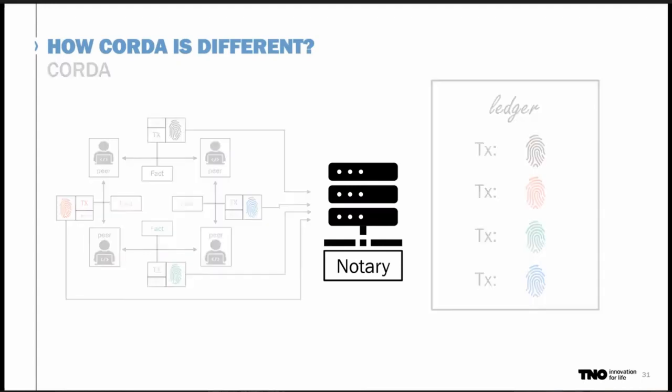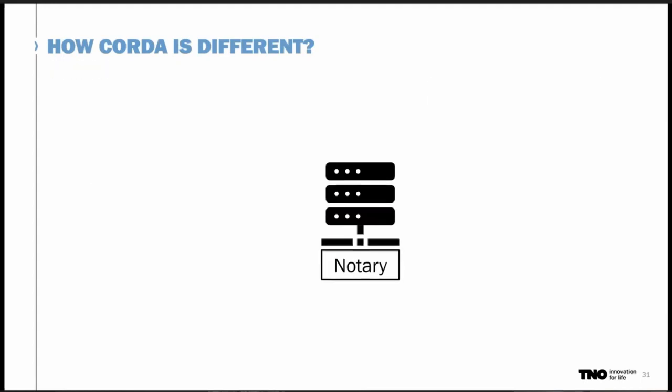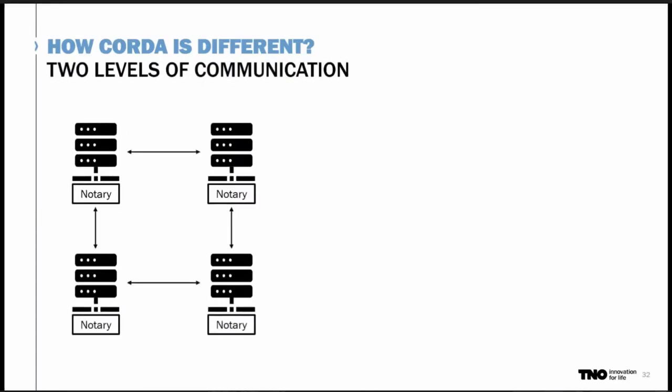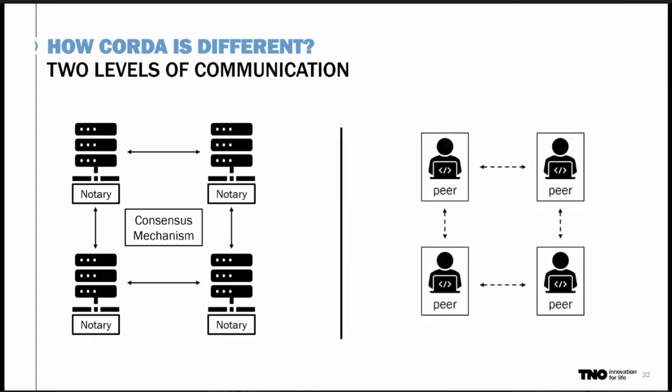Such separation is well reflected also on a communication level. In Coda, we have two main communication levels, as it's easy to anticipate. The first one is between notaries, and it works through a consensus mechanism, as all other blockchains do. The second one is between peers, which on the other hand works via peer-to-peer communication. The two levels are clearly on two separate abstract planes as they do different kinds of tasks, but indeed there's a bridge between them as peers register their transaction to a notary.